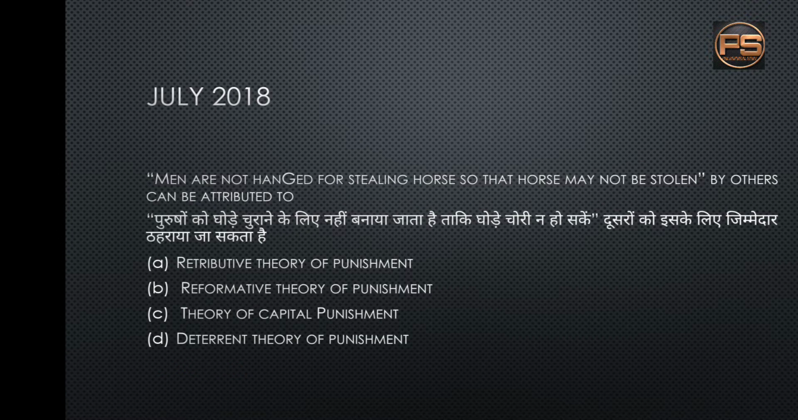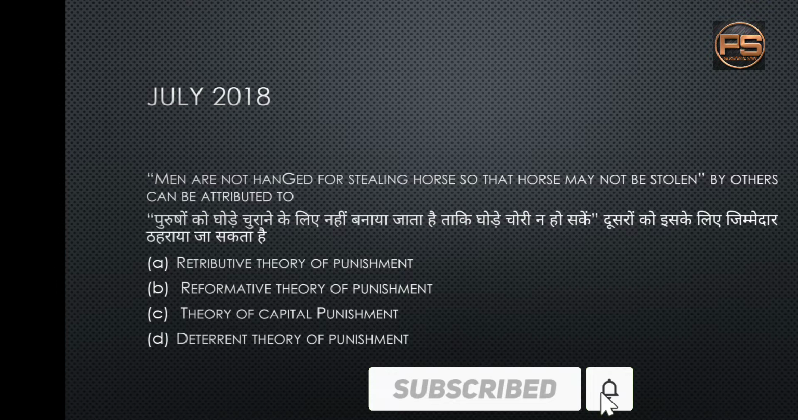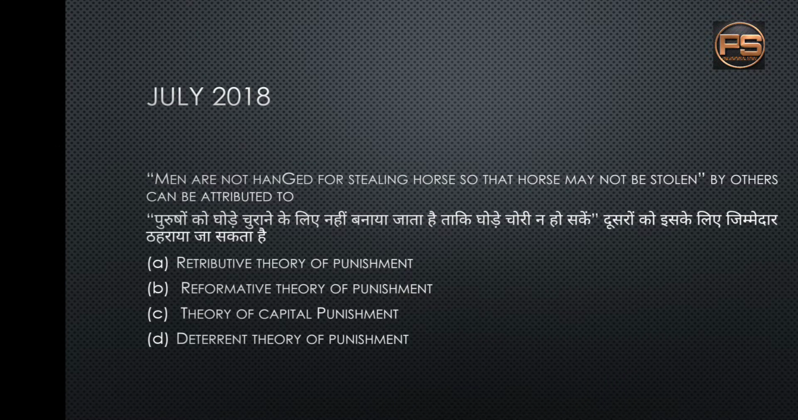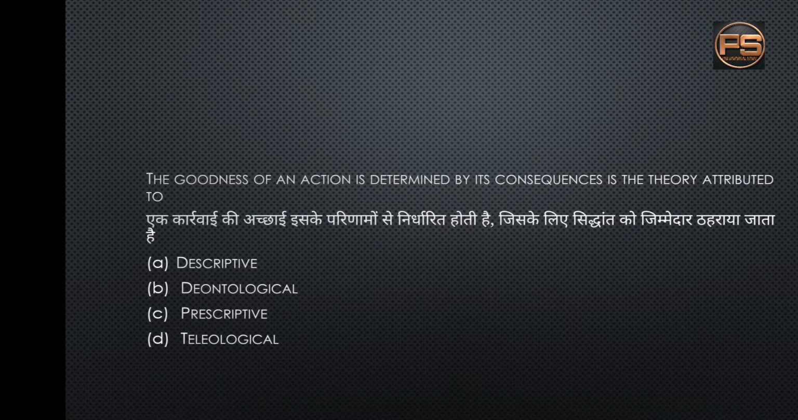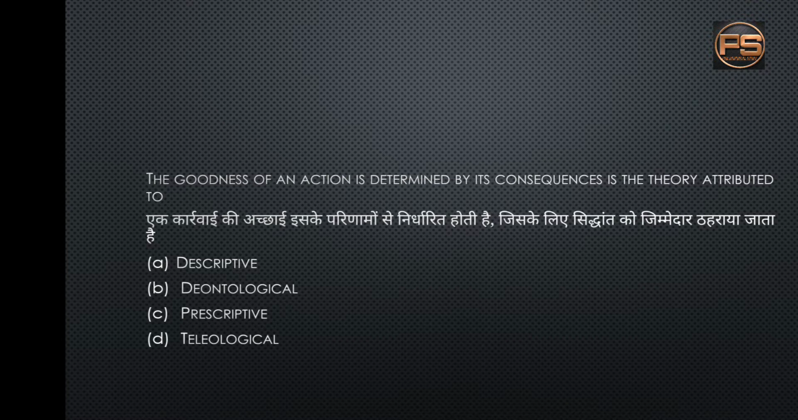Next question is, men are not hanged for stealing a horse, but so that horses may not be stolen by others, can be attributed to? And the answer is D, deterrent theory of punishment. Okay, next question is, the goodness of an action is determined by its consequences. Is the theory attributed to? And the answer is D, teleological.